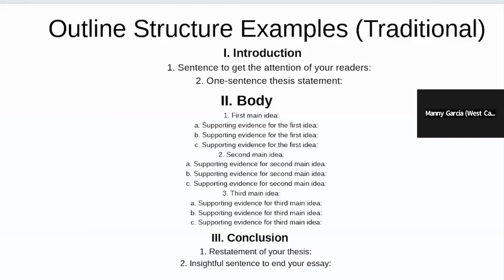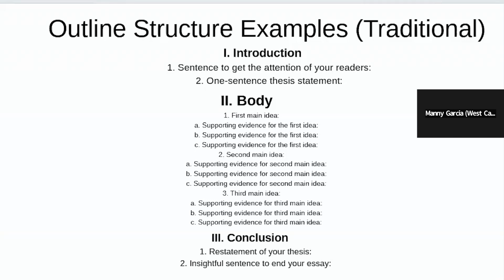So some of you may have seen this before. The outline structure example is traditional. The introduction: a sentence to get the attention of your readers, and a one sentence thesis statement. In journalism, we often call this a byline. Generally, it's about 35 words, 1 to 2 sentences max. For the thesis statement, it's going to be the same concept, 1, 2 sentences max at a time.